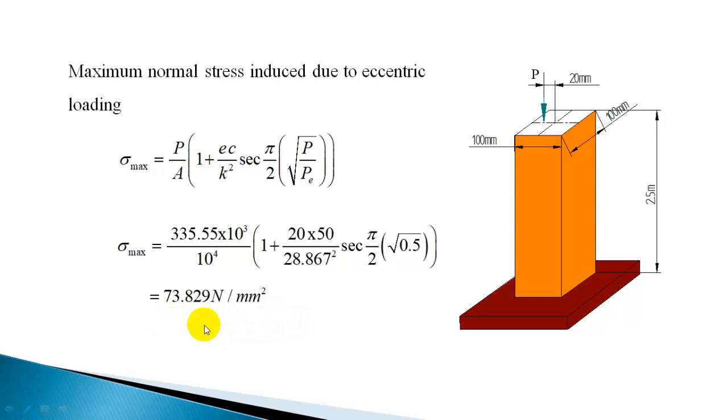Now you can see that the maximum normal stress induced in the column is more than double that induced when it is loaded centrally. So this is how you find the maximum normal stress using the secant formula for eccentric loading. If you have to use the secant formula to find the maximum load that can be applied, by substituting sigma max, the maximum stress the material can withstand, that is the yield stress, you have to solve this by trial and error. That's all for today. Thank you for watching.